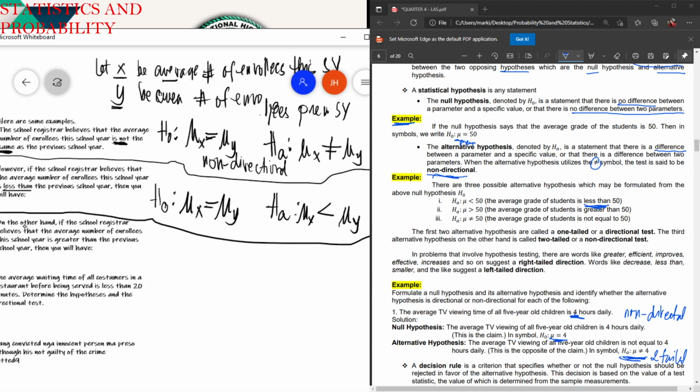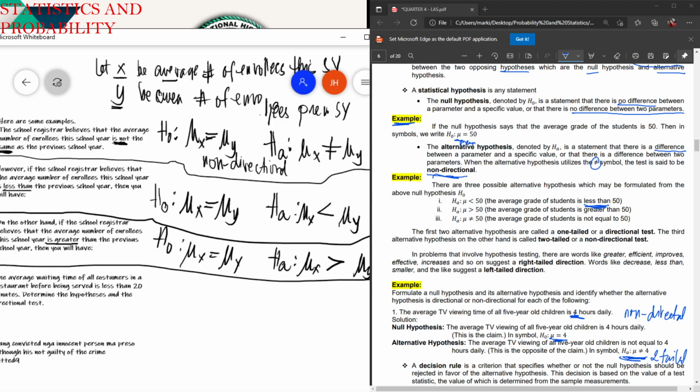third example? What is the clue? The clue there is greater than. Okay, so again, our null is equal, and then our alternative now is what? The number of enrollees in this school year, which is the average of x, is greater than the average of the enrollees of the previous year. So that is the difference between the null and the alternative hypothesis. The first example is non-directional and the other two are directional.